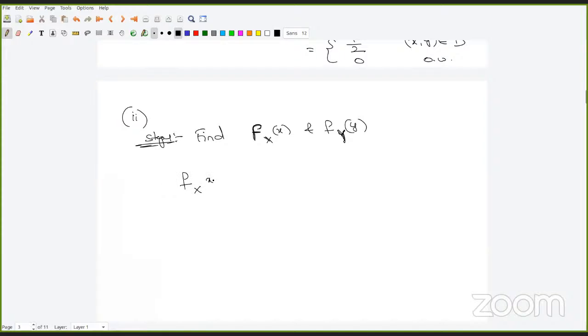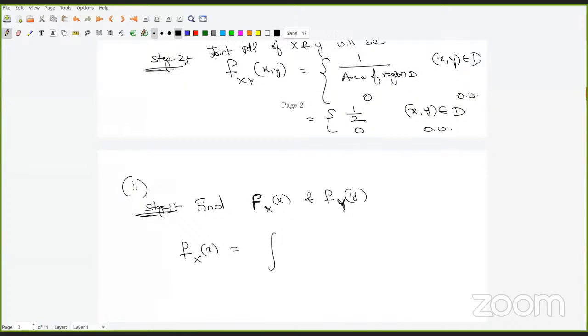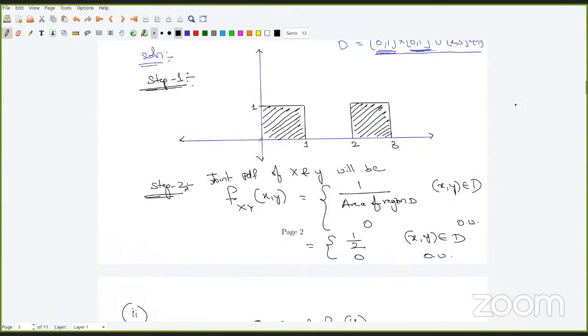So fX(x) will be an integral. In order to integrate, we need to know the region. What should our limits be? 0 to 1, half dy. We integrate across the y limit, so that will be 0 to 1 for one box. In both cases, when X is between 0 and 1 or between 2 and 3, Y will vary from 0 to 1. So you choose one X and see the limits of Y.